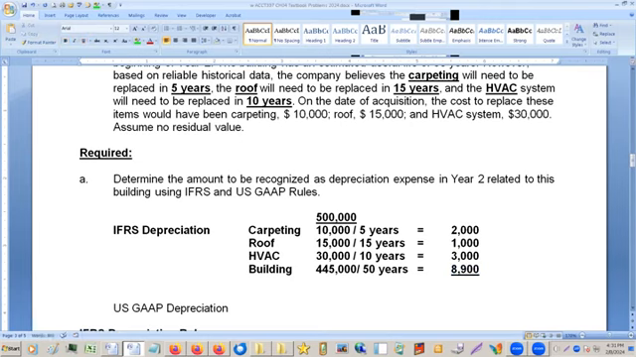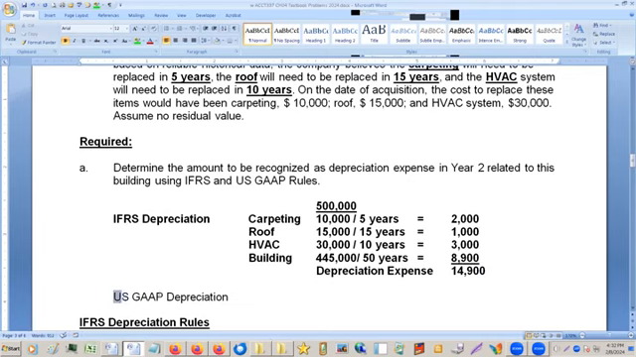Again, they break out the components of the building. So this will be whatever that is, $14,900. Okay, so that'll be international standards.